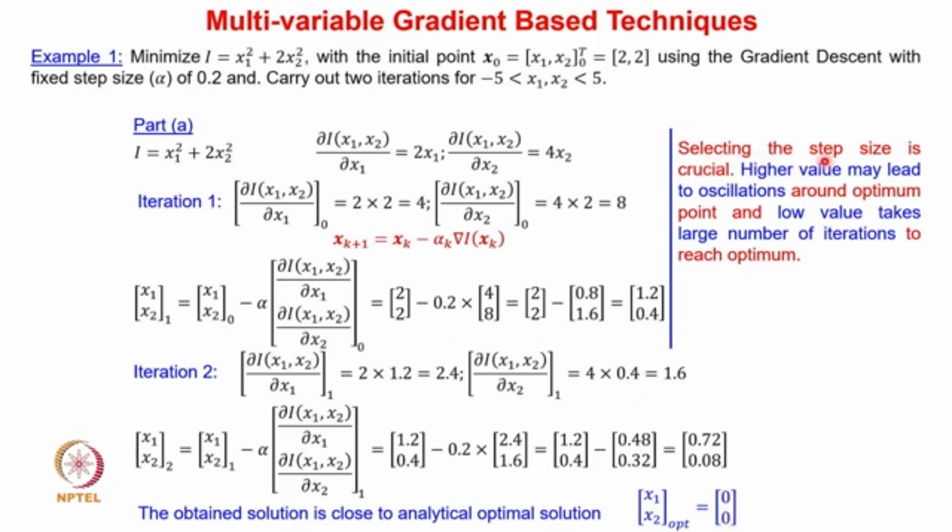Another point to discuss here is that selecting the step size is crucial. A higher value may lead to oscillations around the optimum point, and a low value takes a large number of iterations to reach the optimum. So you can see that in this case we have selected 0.2.